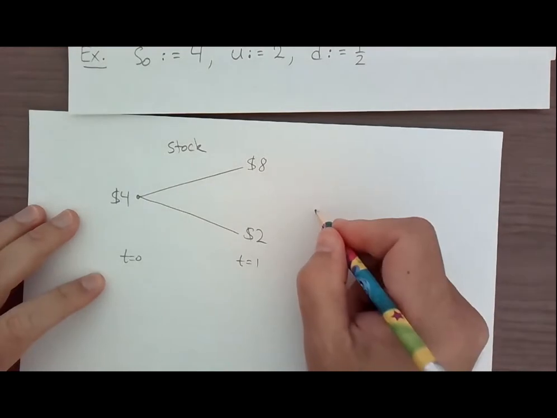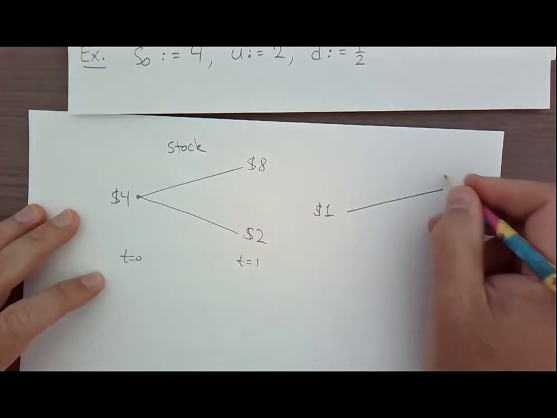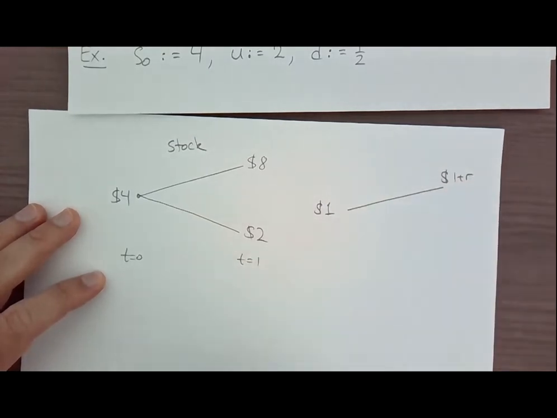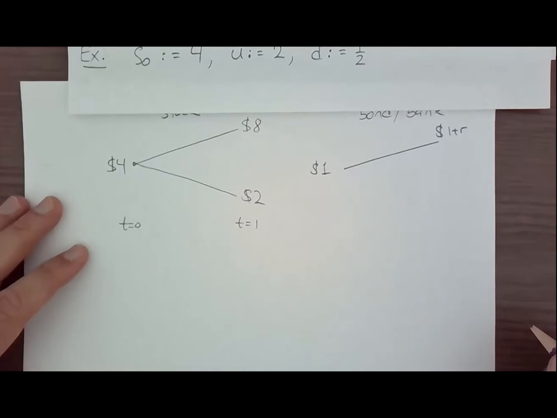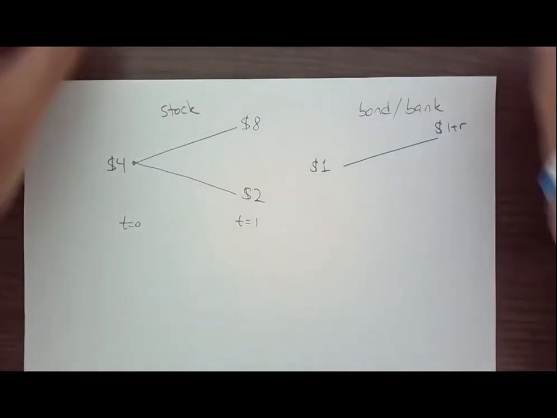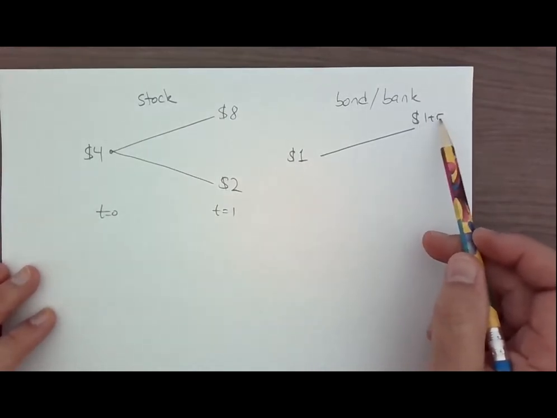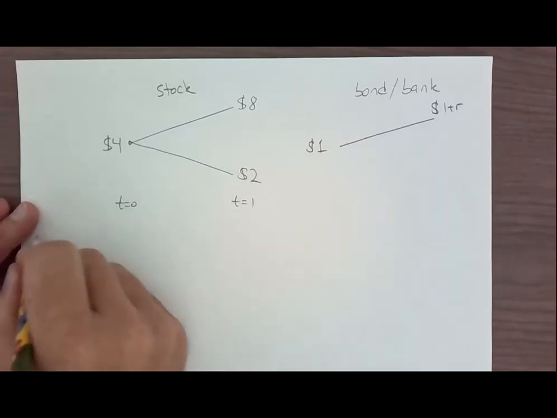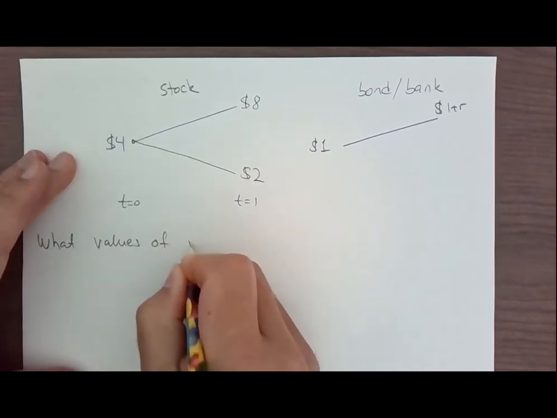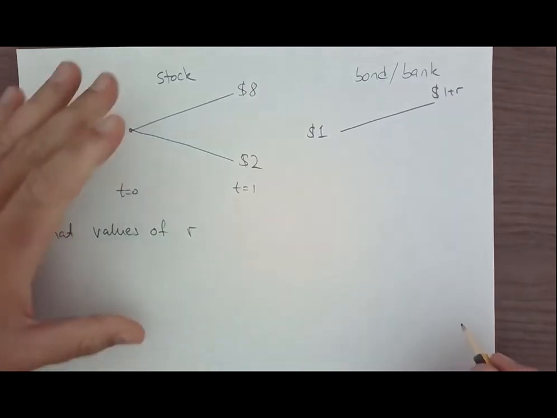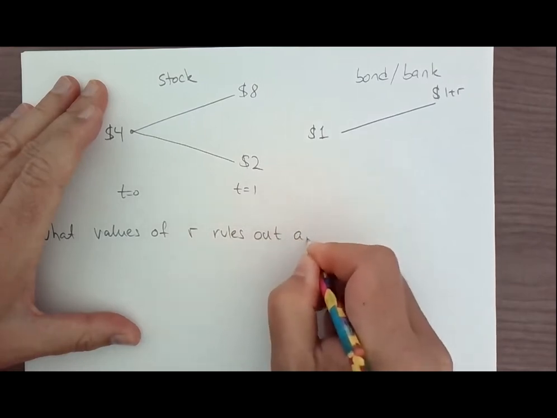And the bond is over here. That goes from 1, and then it goes up to 1 plus R. This is the bond of the bank. One question could be, what kind of values can I allow for R here? What values of R rules out this arbitrage?